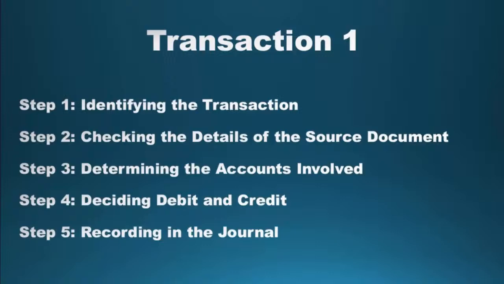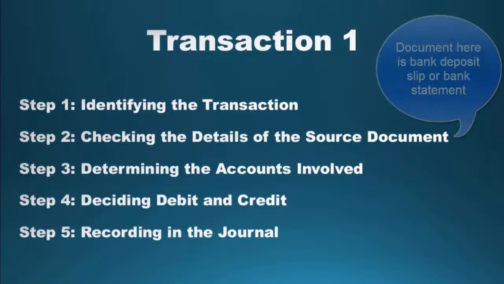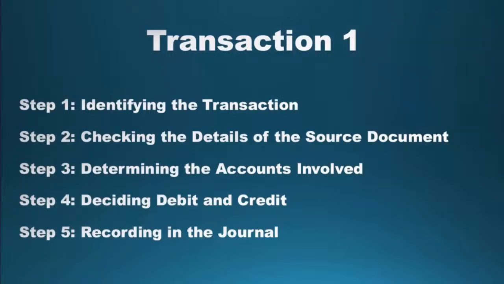Step 2. Checking the details of the source document. To record this transaction, we need to look at the source document. The source document here is the bank deposit slip or the bank statement, which confirms that Neelam deposited $15,000 into the business bank account. Always check that the document includes important details like the date of the transaction, the amount involved, $15,000, the nature of the transaction, owner's investment. This ensures that we're working with accurate information.